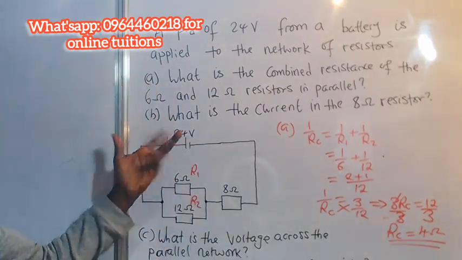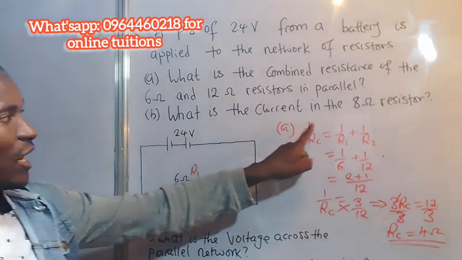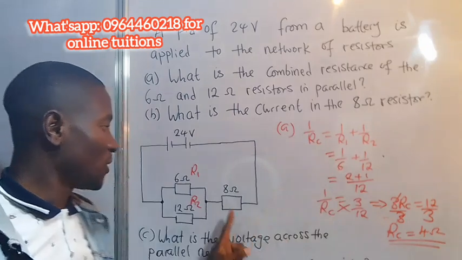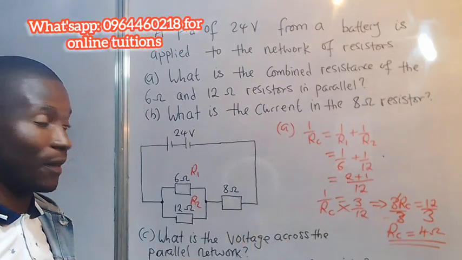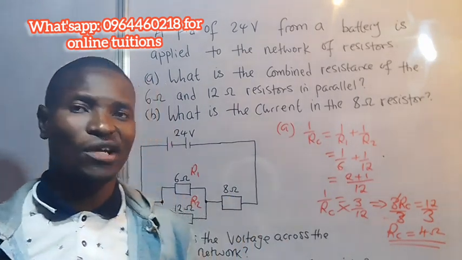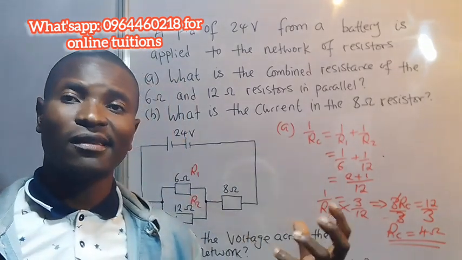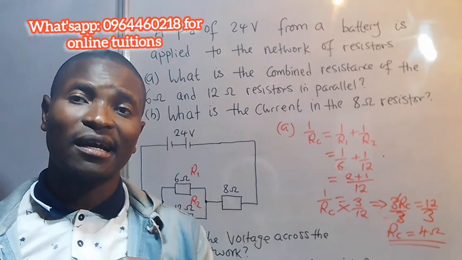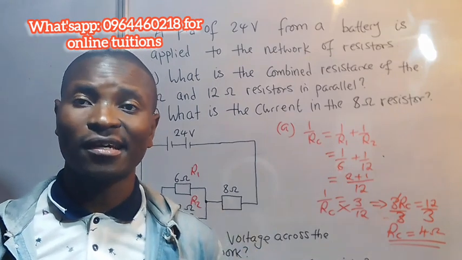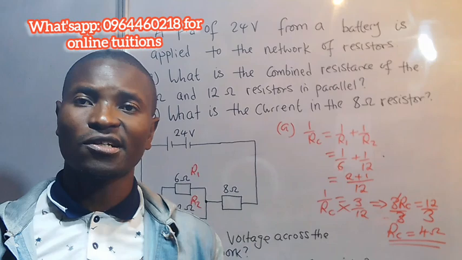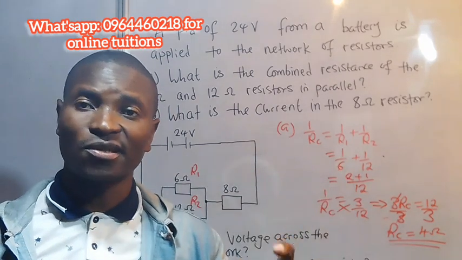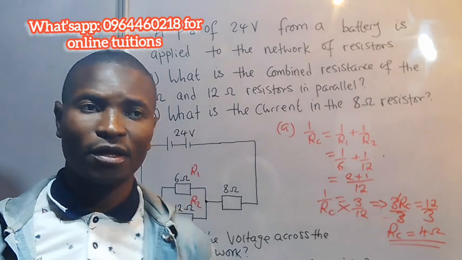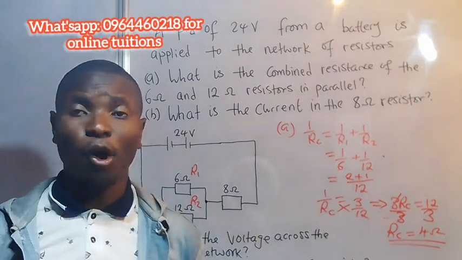Now question 2, which is B: what is the current in the 8 ohm resistor? Now you have to understand a bit. When you are talking about current passing in the series resistor connection, the current is calculated using the total resistance of the circuit as well as the total voltage coming from the battery. So what are you supposed to do? Just use Ohm's law.